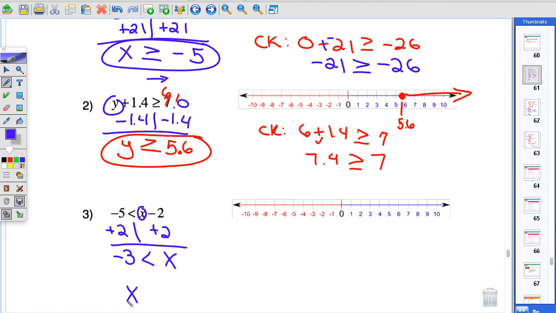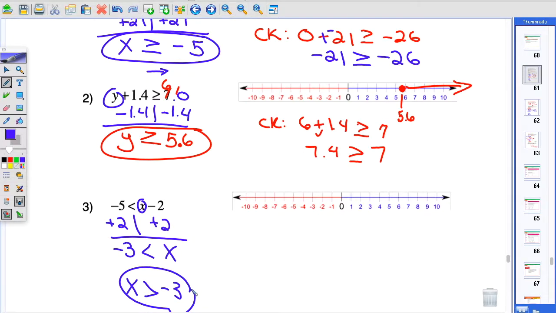Since our variable is on the right, we're going to flip everything around. The x goes to the left. Our inequality is open to the x, so we want to make sure that we flip it around. It's still open to the x, and bring down your negative 3. At negative 3, you're going to have an open circle. Your inequality is pointing to the right, so the graph goes to the right.